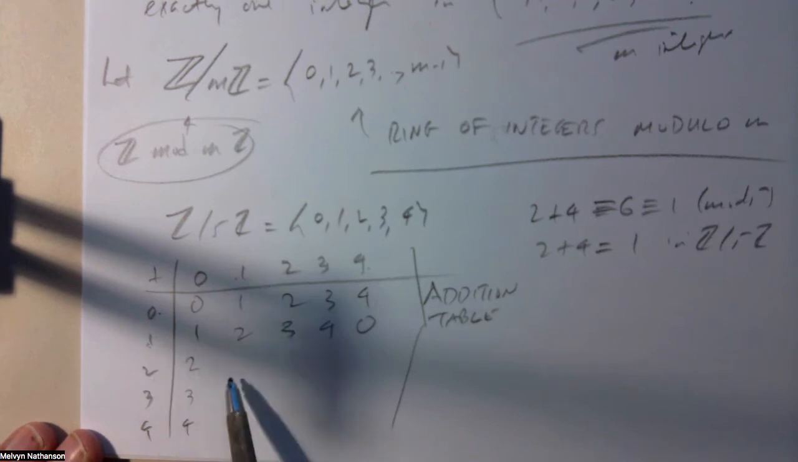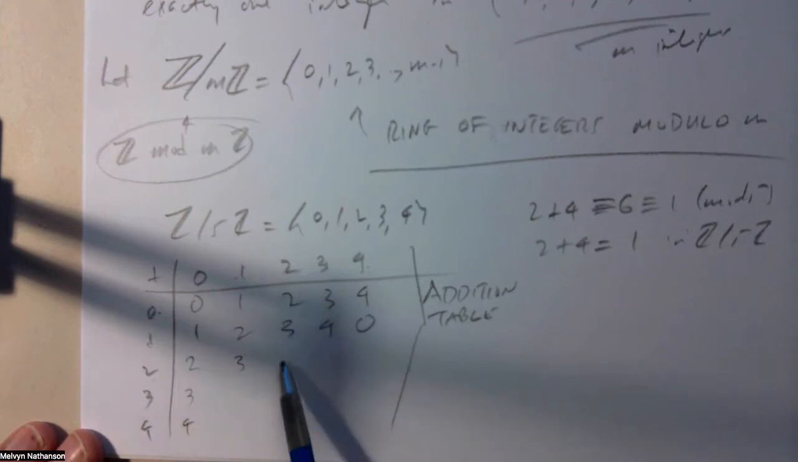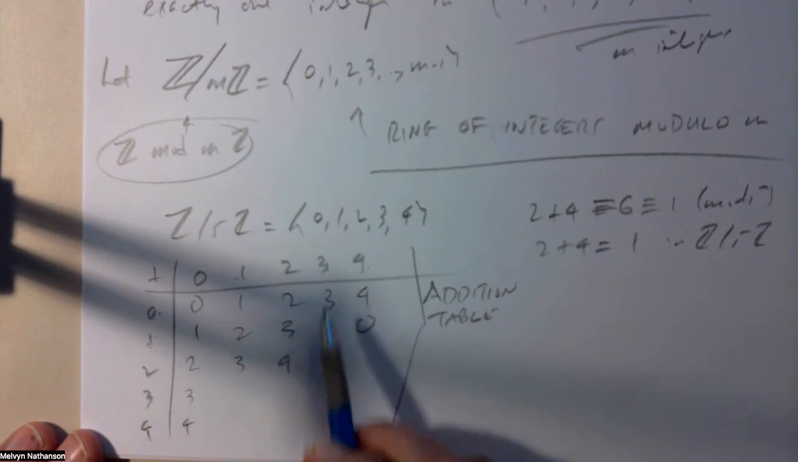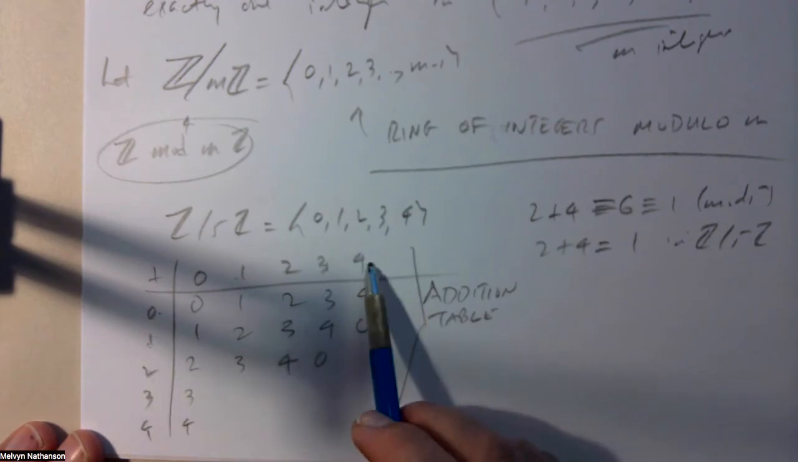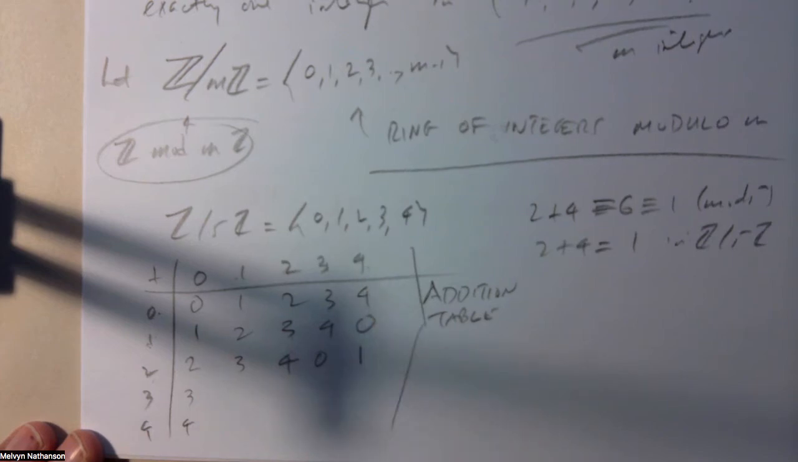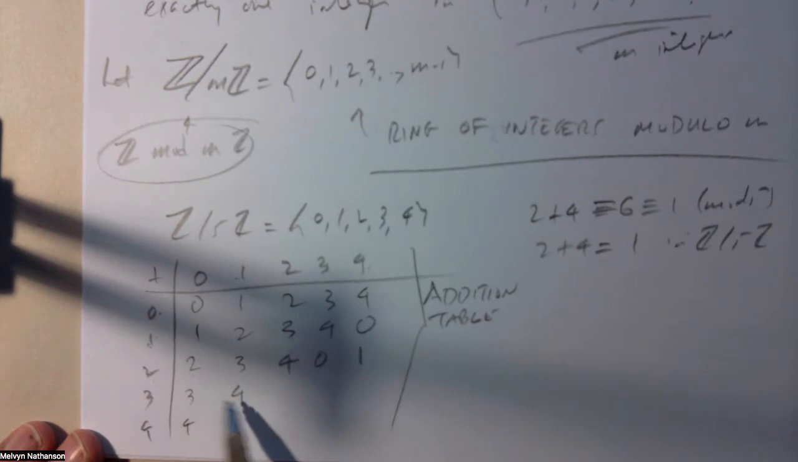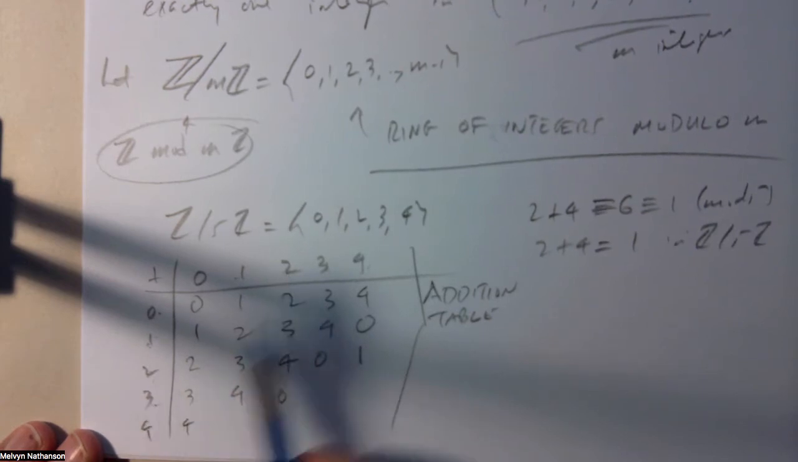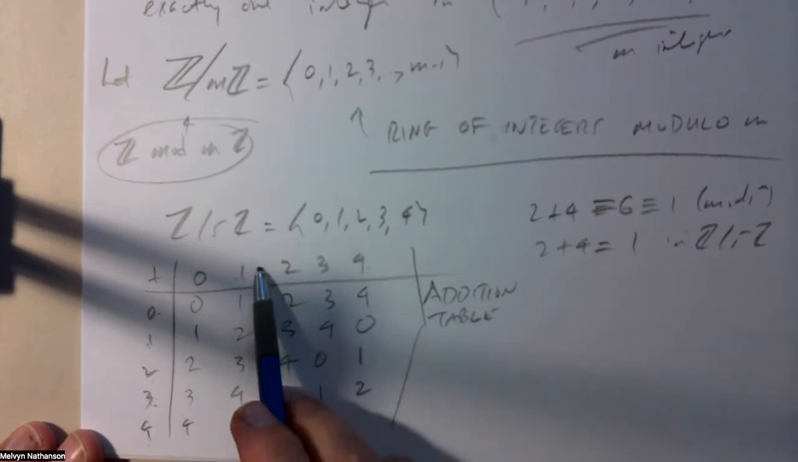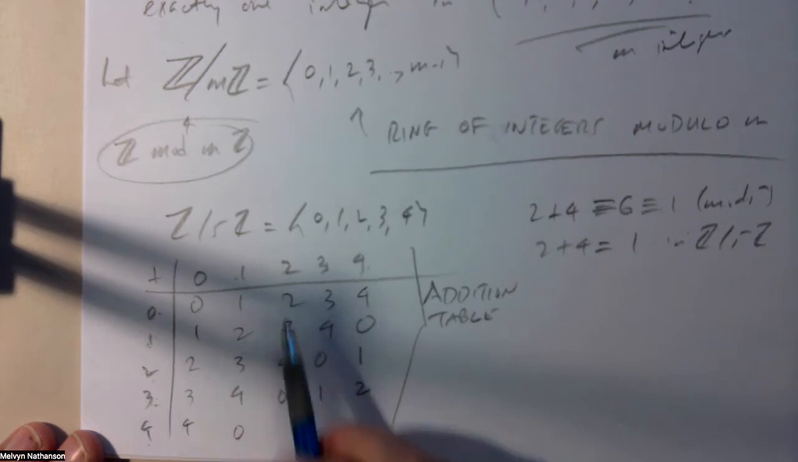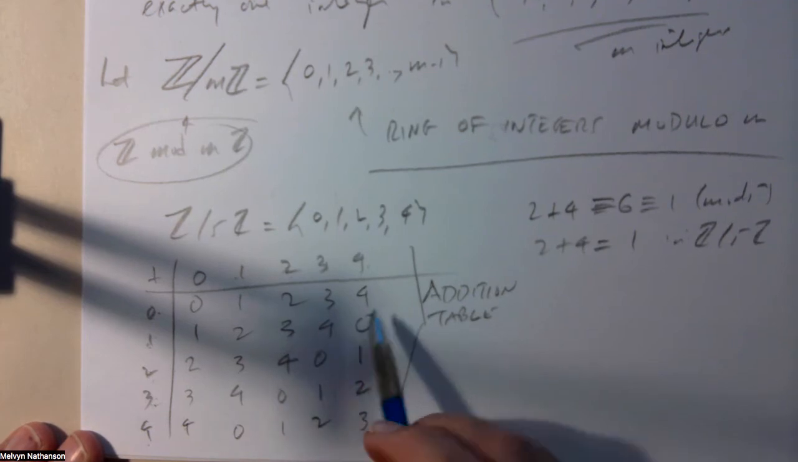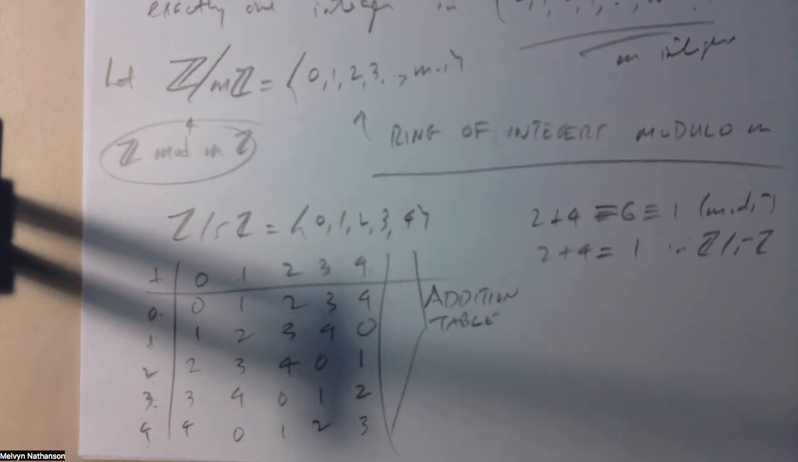2 plus 0 is 2. 2 plus 1 is 3. 2 plus 2 is 4. 2 plus 3 is 5, which is 0. 2 plus 4 is 6, which is 1 modulo 5. 3 plus 1 is 4. 3 plus 2 is 0. 3 plus 3 is 1. 3 plus 4 is 2. 4 plus 1 is 0. 4 plus 2 is 1. 4 plus 3 is 2, and 4 plus 4 is 3. So this is the addition table in Z mod 5Z. It tells you what you get when you add any two of these numbers.